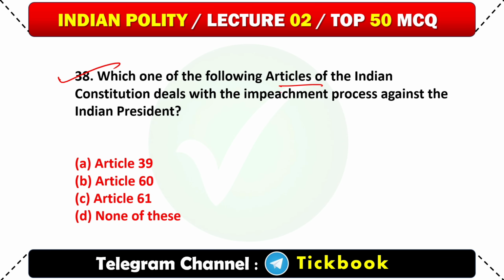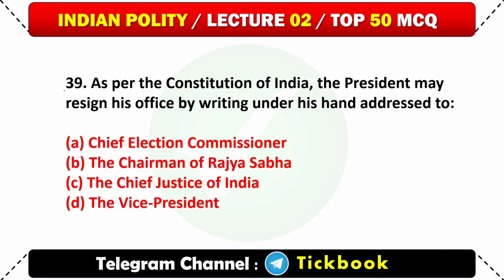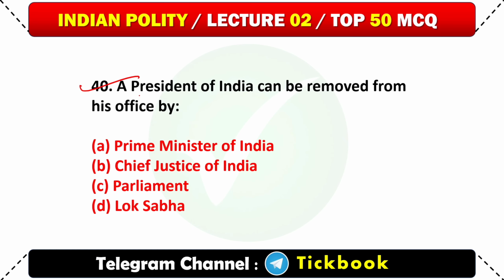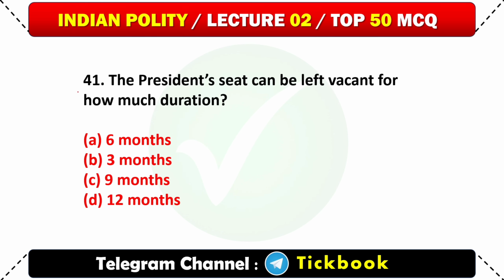38. Which one of the following articles of the Indian Constitution deals with the impeachment process against the Indian President? Impeachment of the President. So Article 61, option number C is the correct answer. 39. As per the Constitution of India, the President may resign his office by writing under his hand addressed to? Option number D, the Vice President. 40. A President of India can be removed from his office by? Option number C, Parliament. 41. The President's seat can be left vacant for how much duration? Option number A, 6 months.